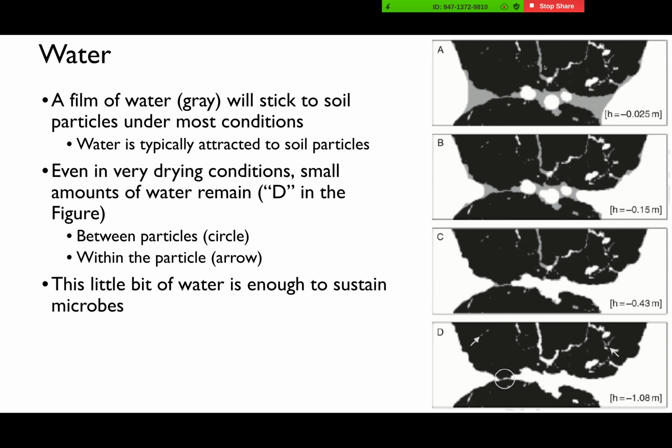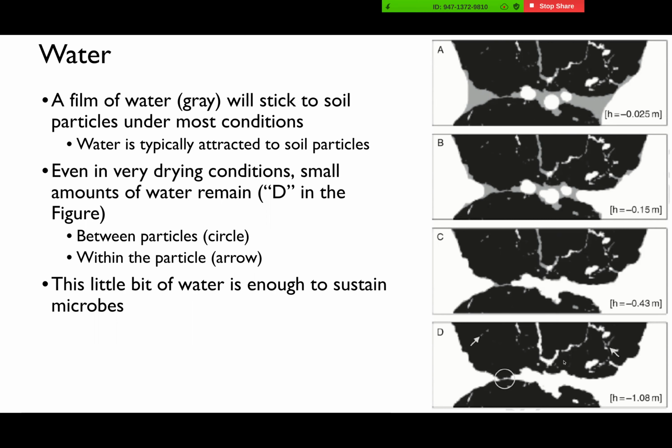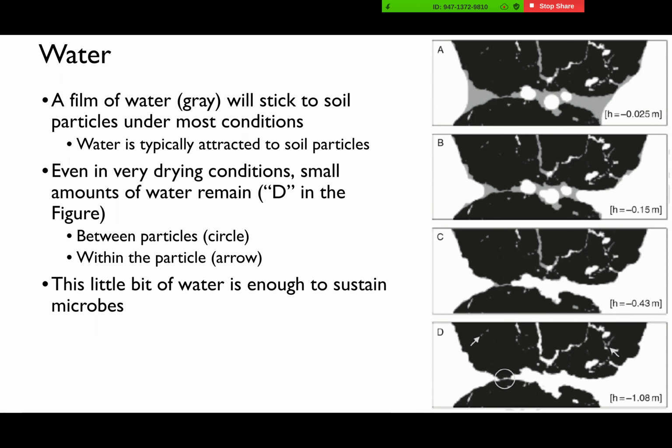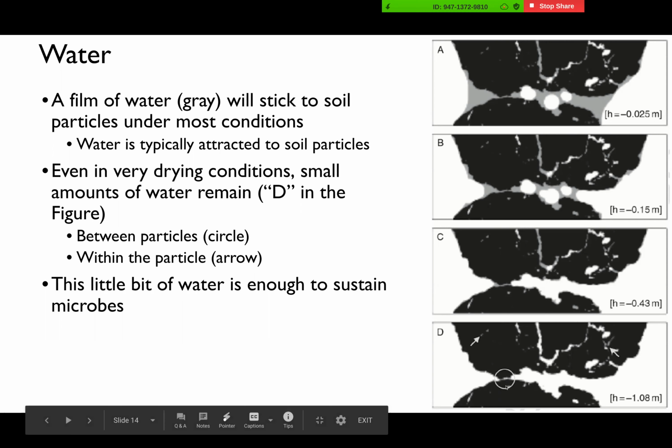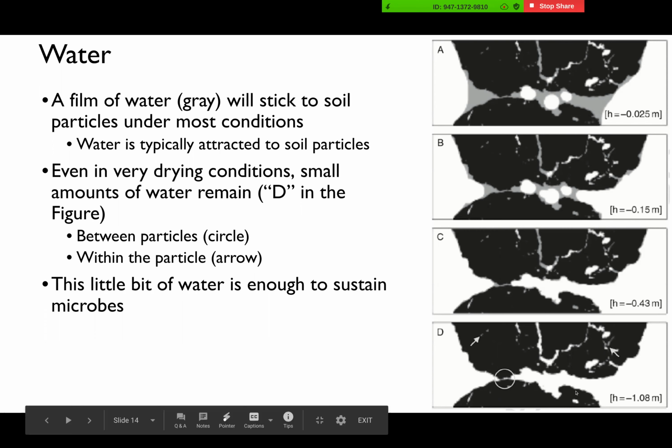And then as you'll notice as we go from A to B to C to D, water starts to disappear and disappear. Now, what you'll notice is that even in D, where the amount of water is very, very limited, water still exists in very small pockets here and here and even here. So water is there even though it doesn't look like it. And this little bit of water is enough to sustain microbes. So even the driest soils you can think of, like say the American Southwest, water still exists in micro pockets, which in turn can sustain life.